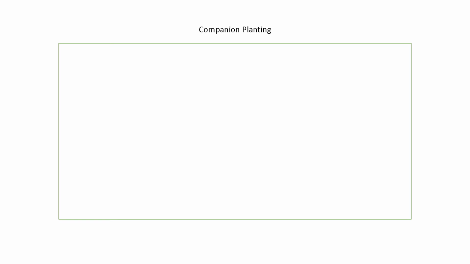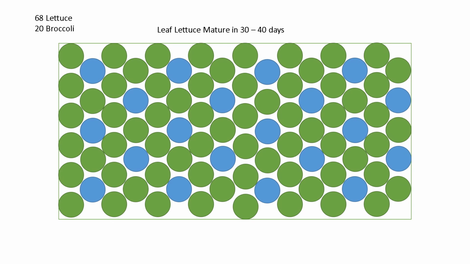Let's take a look at the companion planting of broccoli and lettuce, kind of a classic example, two plants that go well together. And here we see that same triangular spacing, and instead of all lettuce, 88 plants, we've taken out 20 lettuce plants and replaced them with broccoli. Now this is the beginning of the planting, so everything is small, and that's why the broccoli are not needing the 18 inches right away.